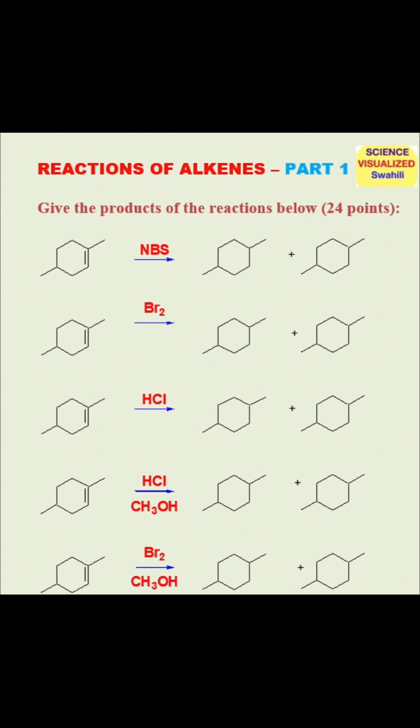Today we're looking at the reactions of alkenes, part 1. So the first reaction here, we are using NBS, that's N-bromosuccinimide, and that actually reacts like Br2, so basically it gives Br and Br adding across the double bond, and that addition is anti.